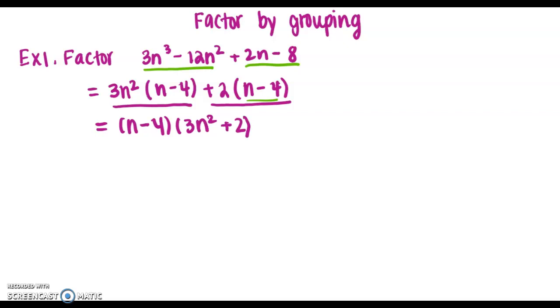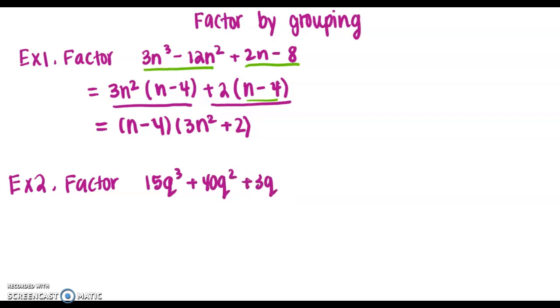All right, moving on to example number 2. We're going to go ahead and factor 15q to the third plus 40q squared plus 3q plus 8. All right, so again, we're going to go ahead and group the first two things and the last two things together. And then we're going to think of the GCF.